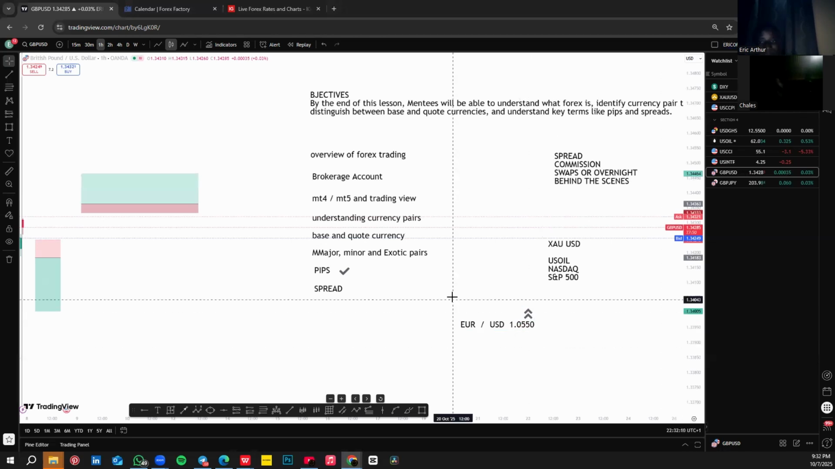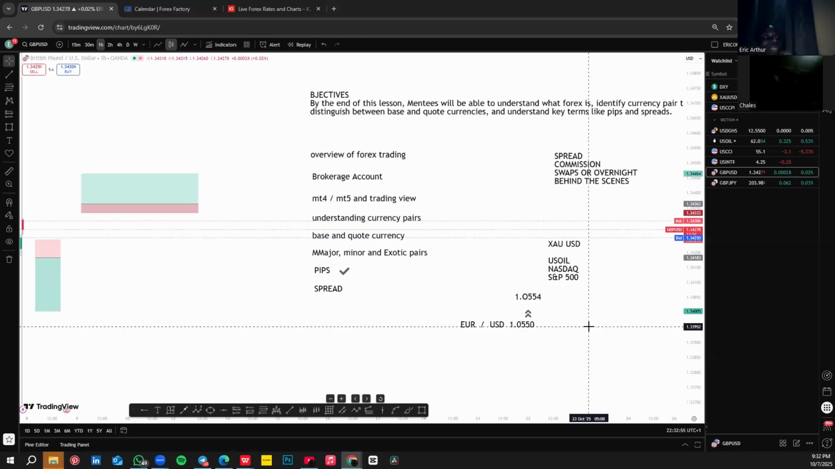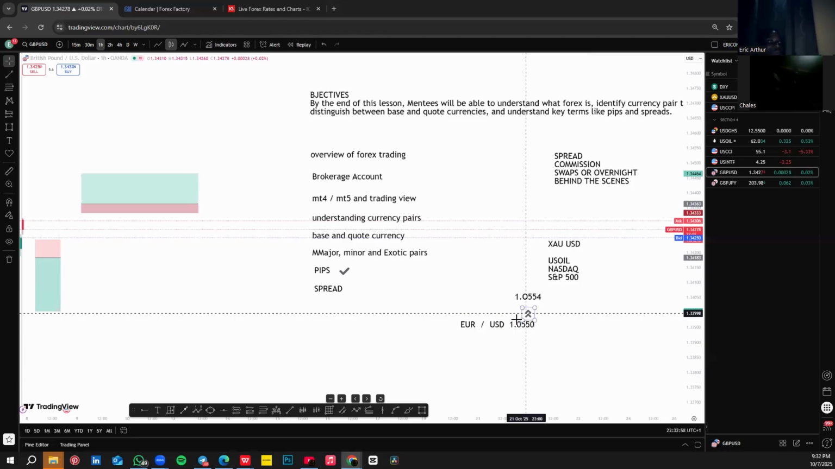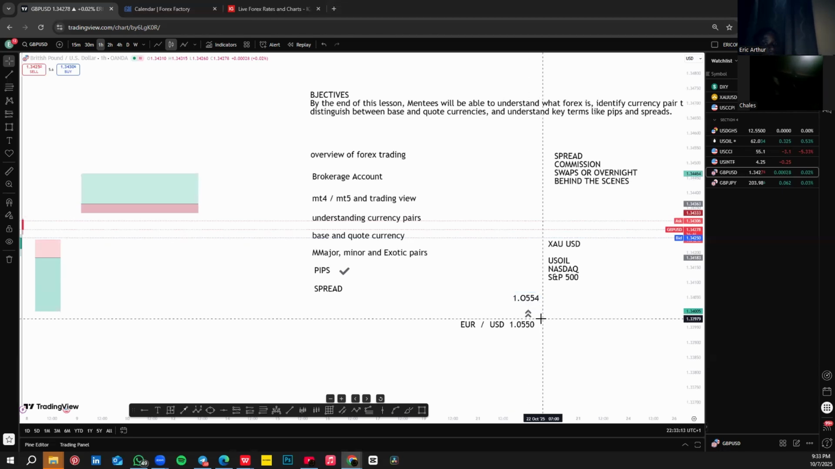Let's say price moves up from 1.0550 to 1.0554. What's the difference? How do you see the difference? The difference is four. So that means the market has moved 4 pips. You get it?